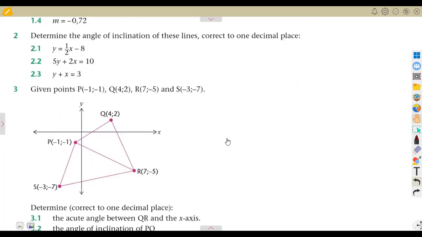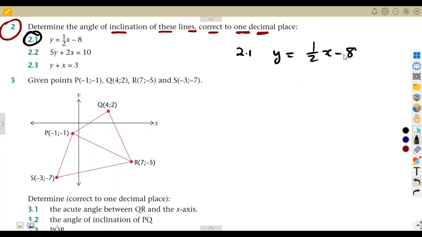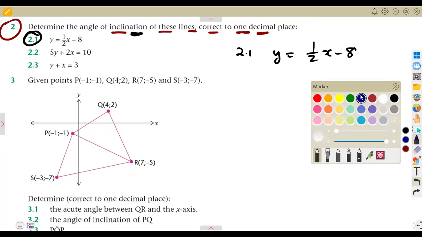So that is the condition as long as you are working with the gradients that are given. If you check on 1.2, they want you to do the same thing to determine the angle of inclination of these lines correct to 1 decimal place. The condition does not change. We just need to know the gradient. When I'm given an equation like this on 2.1, where y is equal to half of x minus 8, how do I know the gradient? Because the angle of inclination is controlled by the gradient, I need to know the gradient of this line.